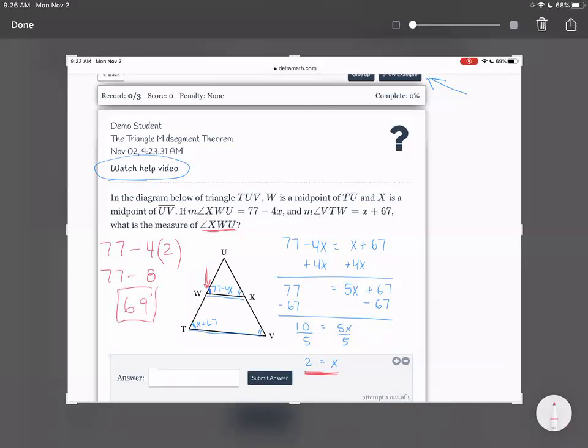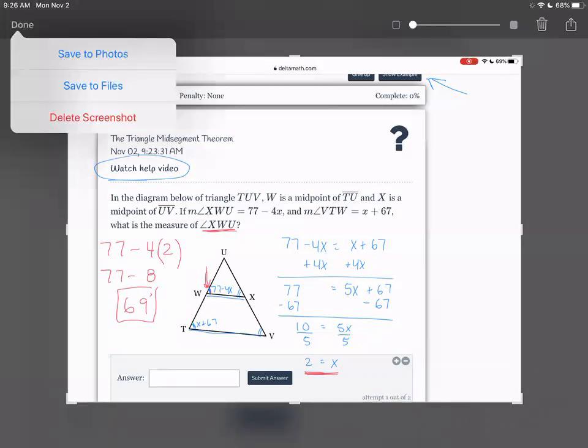Great. Okay. Did I do that right? Yeah, I did. Okay. So our answer should be 69 degrees. And then I'm going to type that into Deltamath.